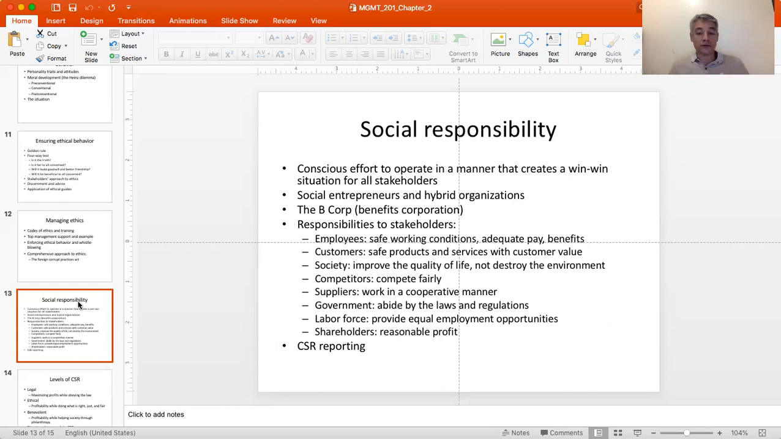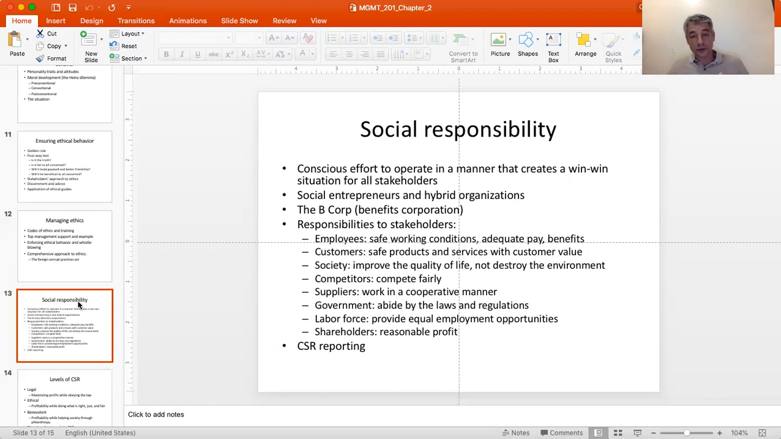Still, you obviously try to provide reasonable profit to the shareholder, but it is not the cornerstone of your business, right? This is not the only thing you try to maximize. You have to be conscious about all those other elements you're responsible for, and you have to deliver on this multi-dimensional purpose. So with social responsibility, you're making a conscious effort to operate in a manner that creates win-win situations for all stakeholders. It exists at different levels.